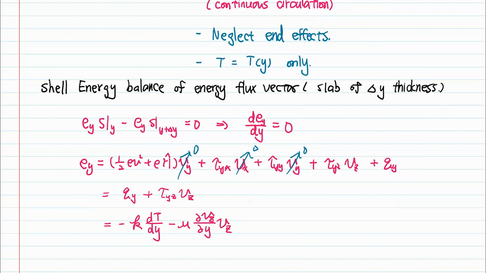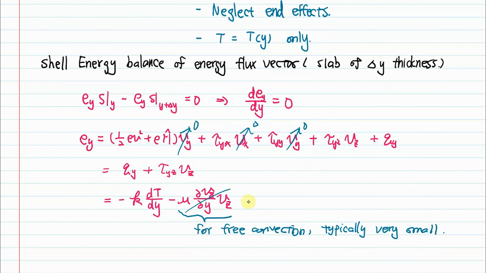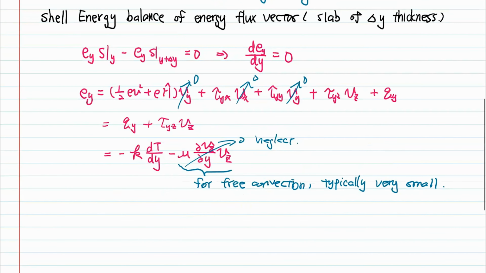Okay, so we have a thermal conduction term and a viscous heating term, but typically for free convection, this is going to be very small because your velocities are already very small. So for free convection, we can even just neglect this. Basically, your temperature profile can be assumed to be represented by Q, right?